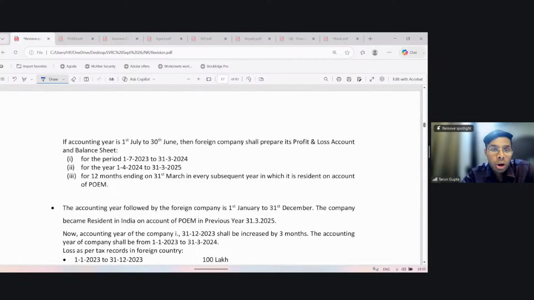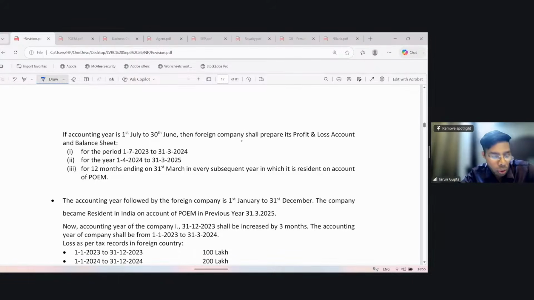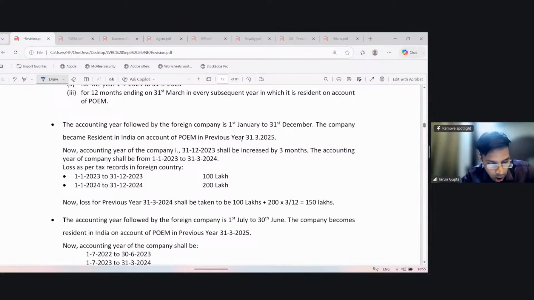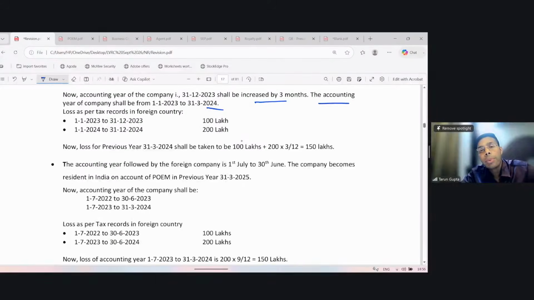However, if the accounting year followed by the foreign company is 1st July to 30th June, then the foreign company shall prepare its P&L account as 1st July to 31st March and from 1st April to 31st March, and so on. Assuming the foreign company follows the calendar year. The company became resident on 31st March 2026. Now, the accounting year of the company ending 31st March 2025 shall be increased by 3 months. And the accounting year of the company shall become 1/1/24 to 31st March 25. And accordingly the losses and unabsorbed depreciation shall be apportioned.